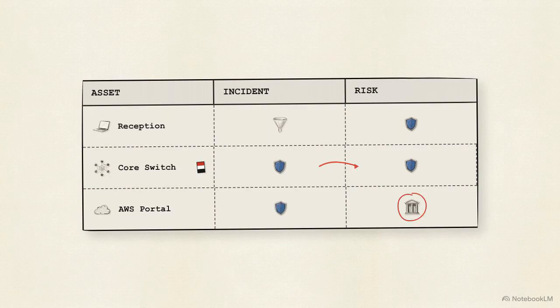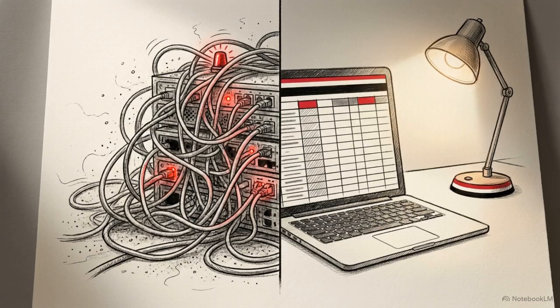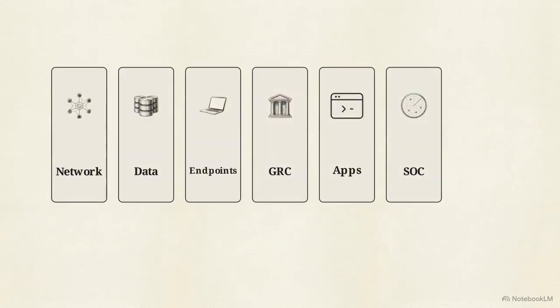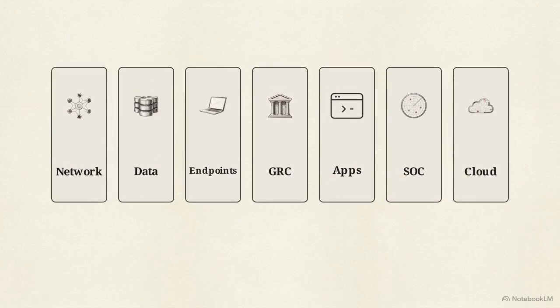Today, we are going to build a systematic cybersecurity and GRC master tracker step by step, using standard spreadsheet software. Because when it comes to maintaining business continuity, strict organization and consistent tracking provide a clearer defensive picture than expensive technology left unmanaged. This diagram maps the 7 pillars of cybersecurity: network, data, endpoints, GRC, applications, SOC, and cloud. We must account for all of them.